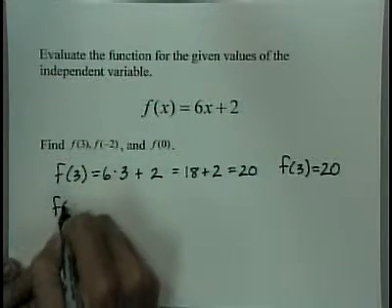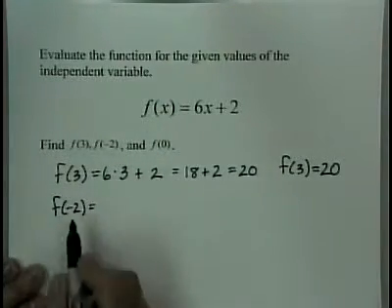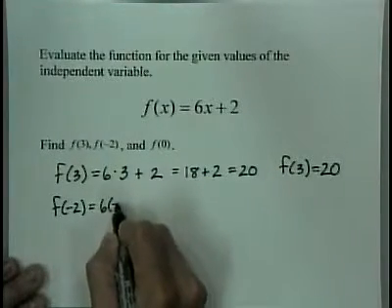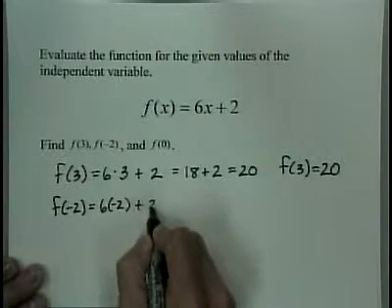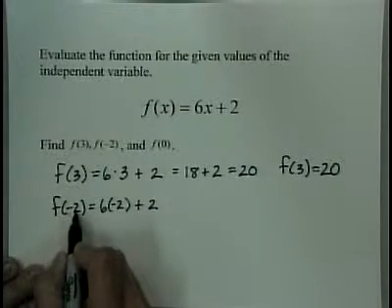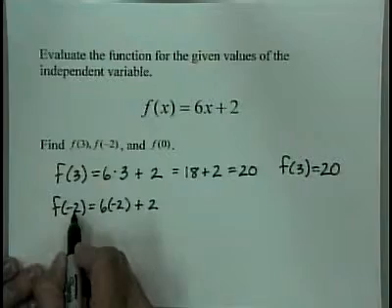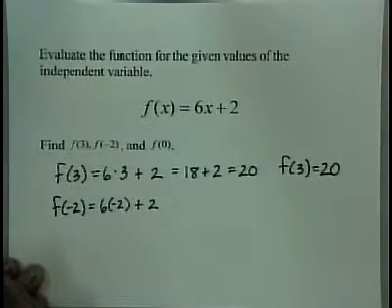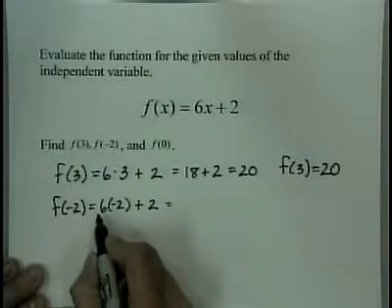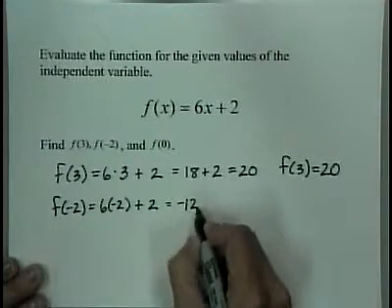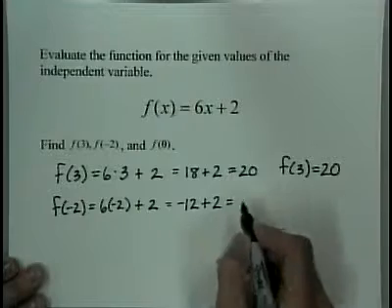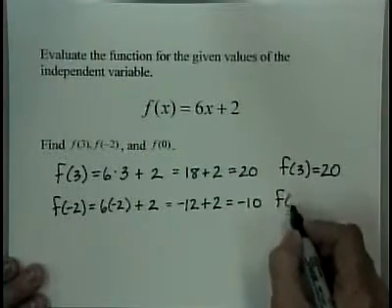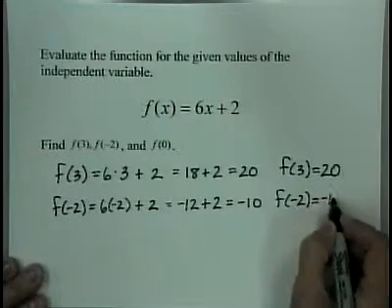Let's find f of -2. F of -2 is found by taking 6 times -2 plus 2. F operates on -2 and does to -2 what f is doing to x in the statement of the function. Simplifying this is 6 times -2, which is -12, plus another 2, which is -10. And so we conclude f of -2 is -10.